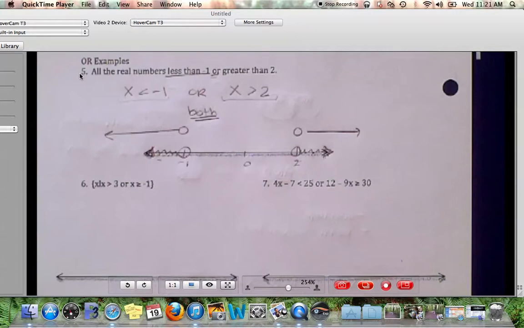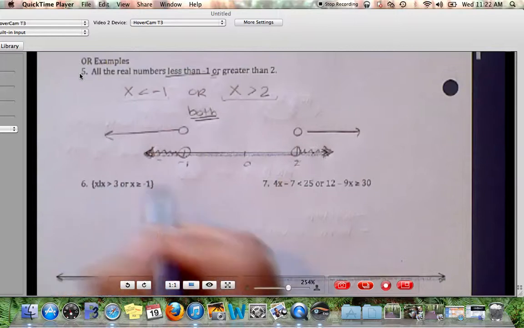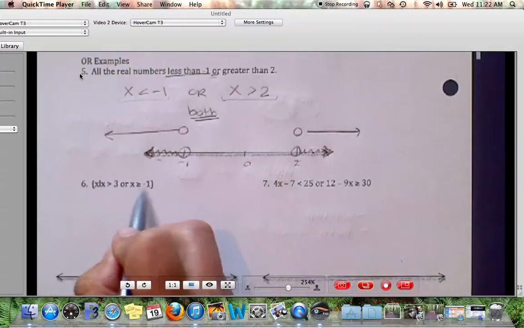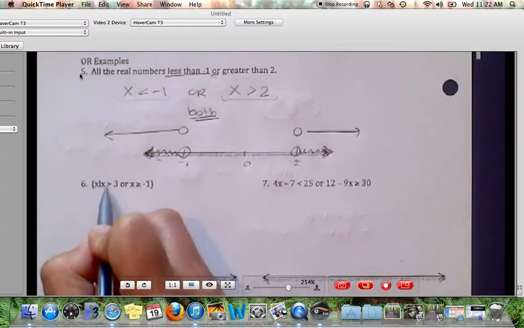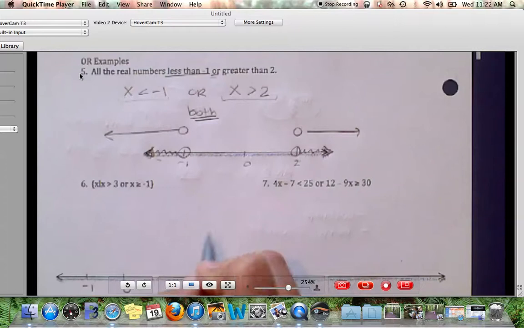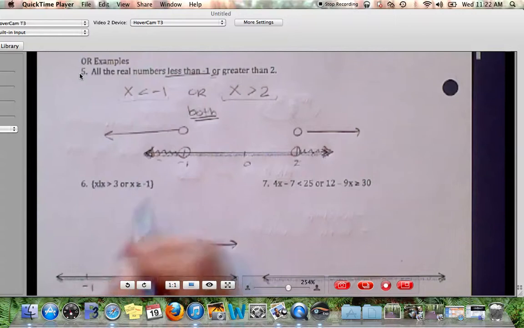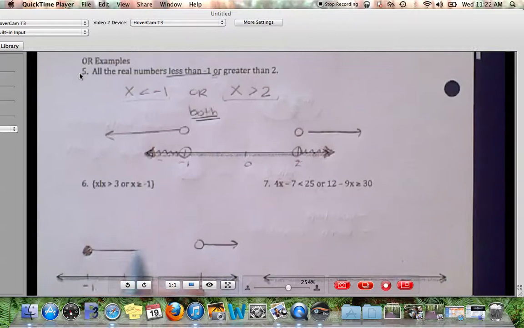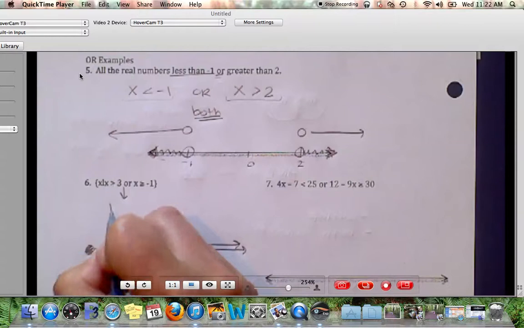So for number 6, this is in set notation, but it's going to be the same thing. X is greater than 3, or x is less than or equal to -1. So here's -1, here's 0, here's 3. X is greater than 3 would be an open circle at 3 and everything greater than 3. X is greater than or equal to -1. Okay, now it's an or, so the key word is both.